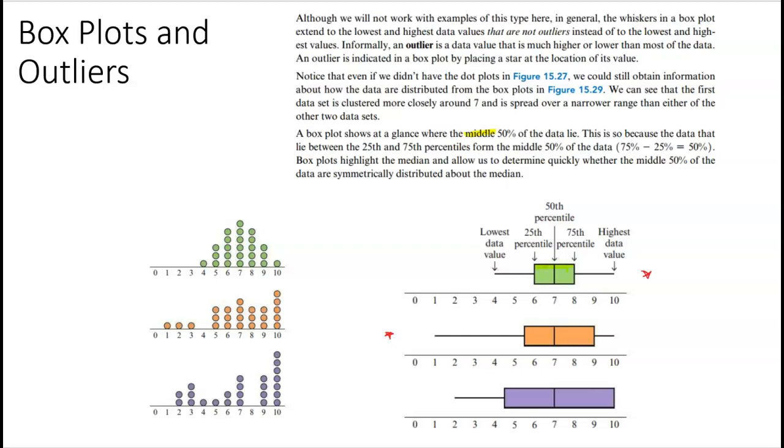This is the middle 50%. Remember, 25% each, so this is the middle 50% right here. And so we can see the middle nice and clear, and we can see if the data is symmetrically distributed about the median.